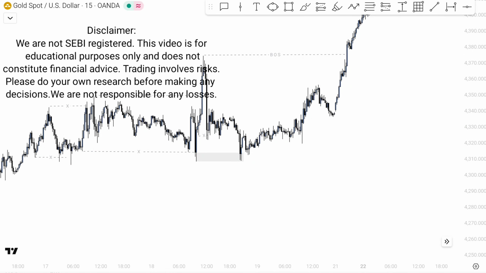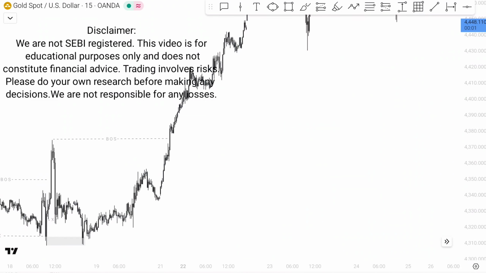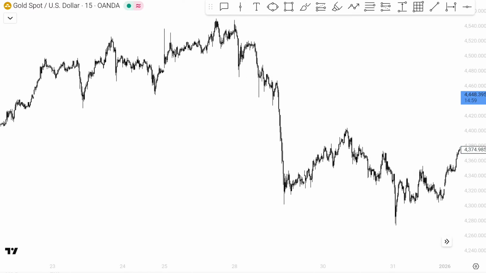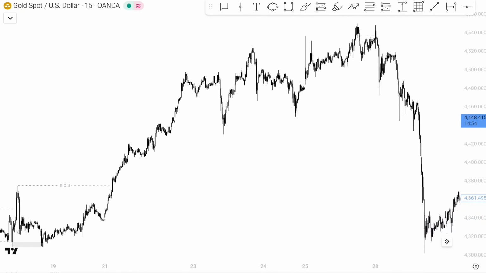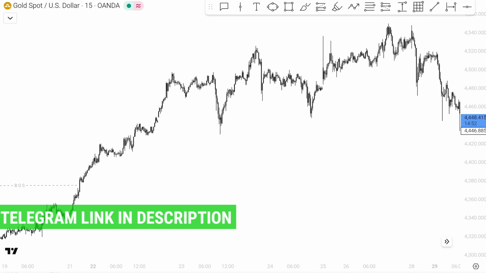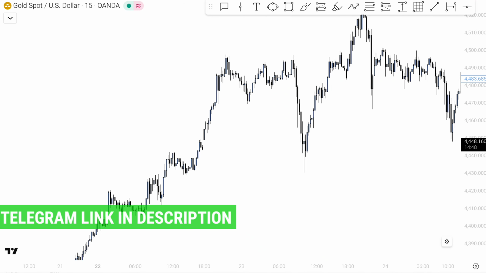In the previous video, we marked the entry points in the gold where we can buy, but as you can see, there is more structure, and we have to also mark that structure so that we can look for entries in the recent time frames, because the TradingView free plan does not allow us to go far back. So we again have to mark the next structure.